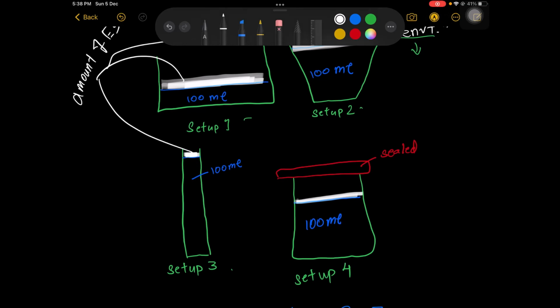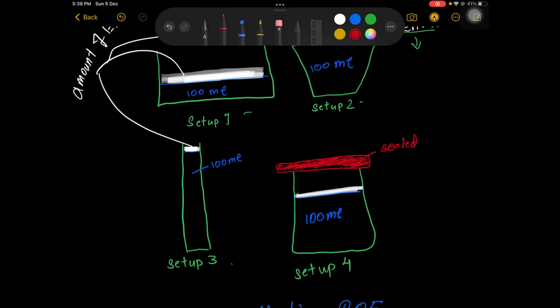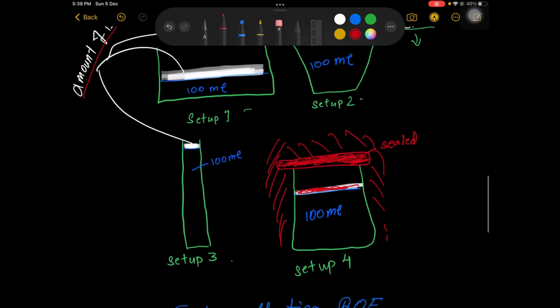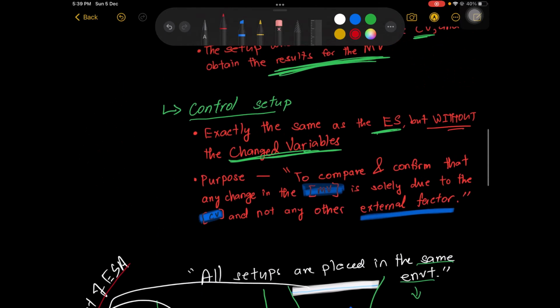But if we look at setup 4, we have something that's out of the box, something that's startlingly strange. This container is sealed. So if this container is sealed, the water over here is not in direct contact with the external atmosphere. What this does is reduce the amount of exposed surface area of water in contact with the external surrounding atmosphere to 0, since this water is not in contact with the external surroundings. So when the amount of exposed surface area is reduced to 0, what do we have?